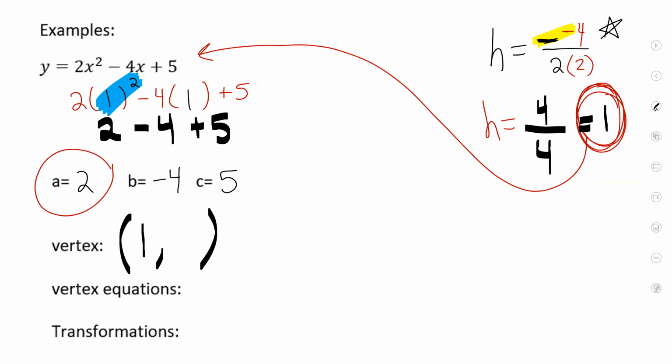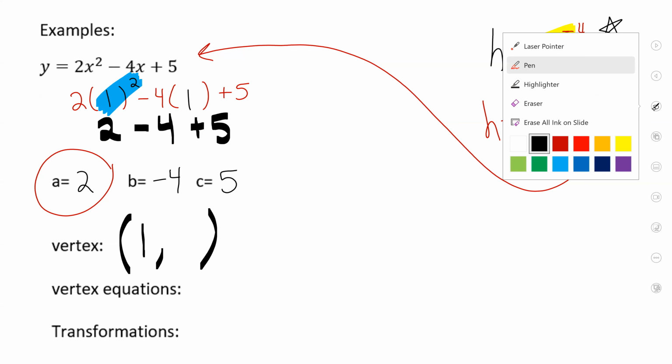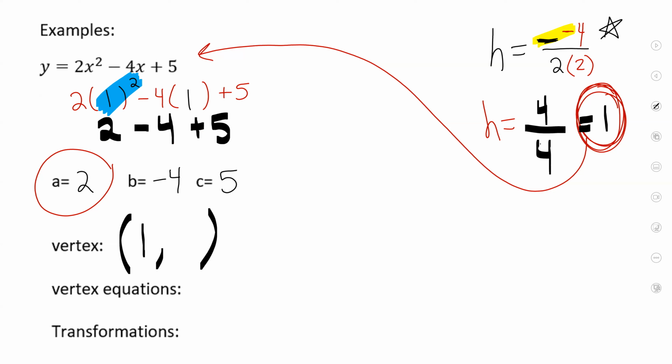So we'll just solve this from left to right. 2 minus 4 is negative 2. Then we're going to add 5. Negative 2 plus 5 is 3. So my k value is 3. And that's my vertex.